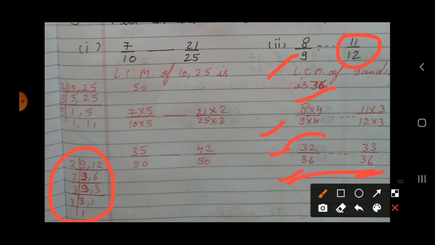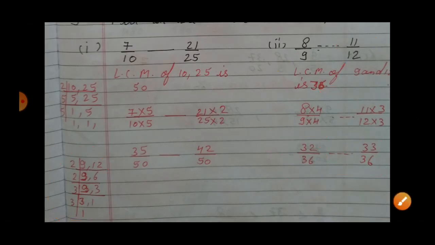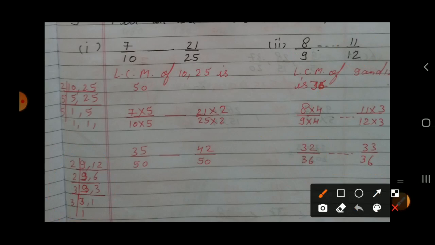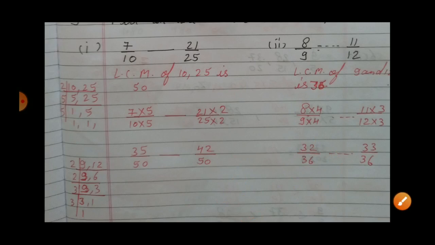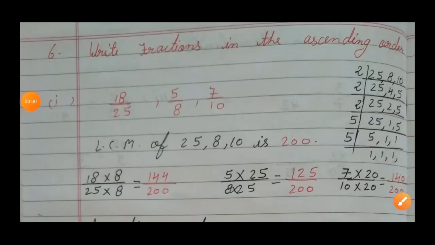36 is in the denominator of the first fraction, and 36 is also in the denominator of the second fraction, which means the denominators are same. Now we will check the numerators. Here 32 is less than 33. That's why 8 upon 9 is less than 11 upon 12. Third and fourth part of question number 5, try yourself.